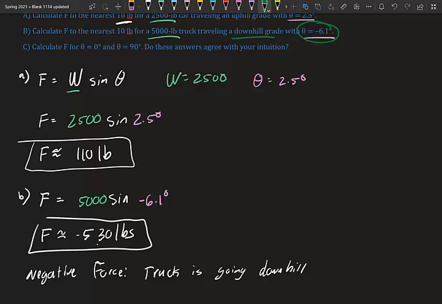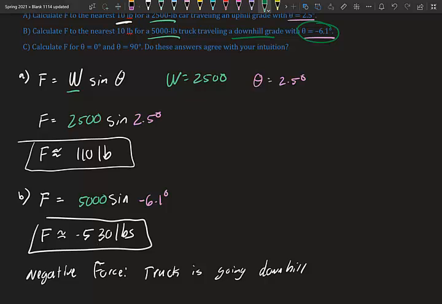So why is it a negative force? Because if you're going down, aren't you going to go faster? That means gravity is working with you. So the force is not working against you, it's working with you. That's why it's negative. Alrighty, part C. Calculate F for theta is 0 degrees and 90 degrees, and do these answers agree with your intuition? So meaning, does it make sense to you?